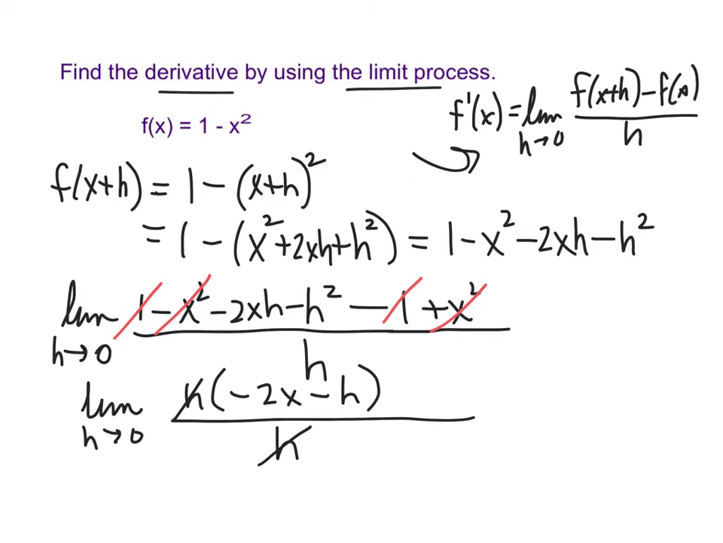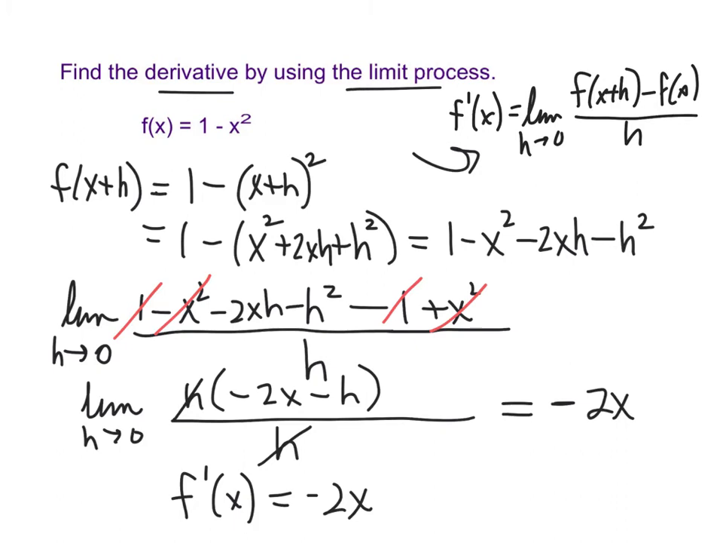And then remember how we evaluate a limit. The easiest way is substitution. So I'm going to substitute a 0 for the h in the problem, and I end up with negative 2x. So the slope of the tangent line to that curve is negative 2x. And that's all the tangent lines, all of them.